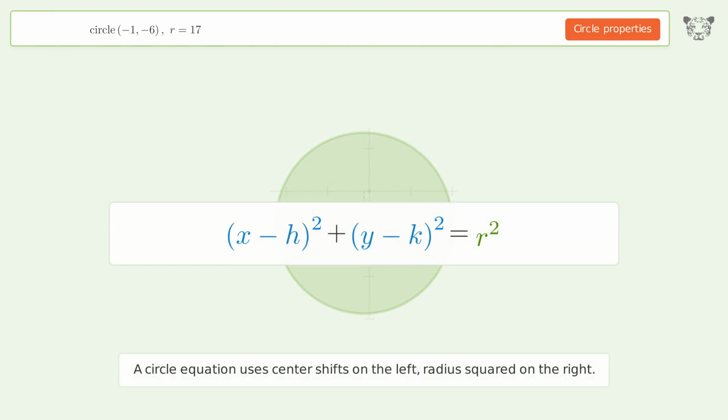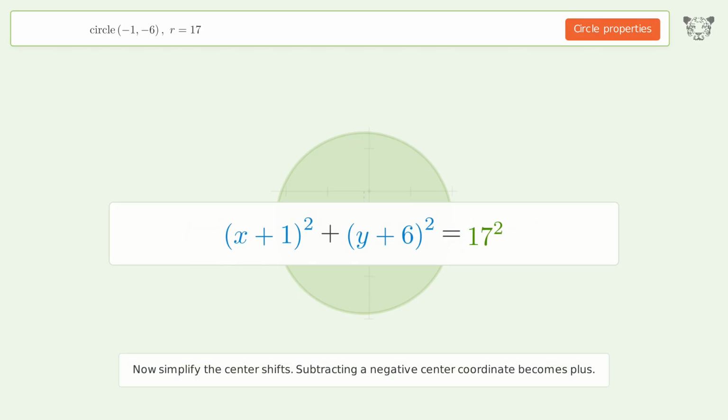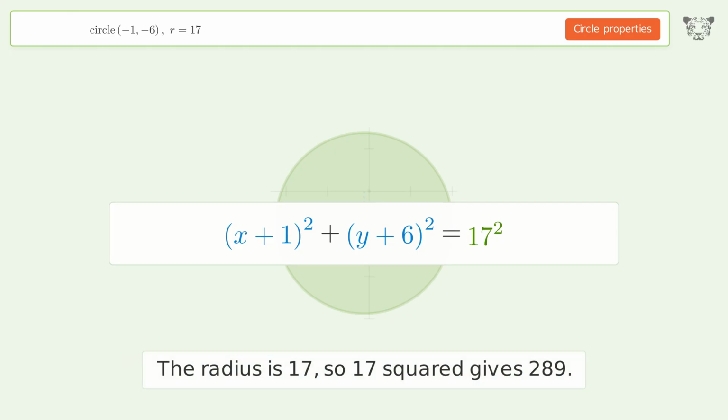A circle equation uses center shifts on the left, radius squared on the right. Substitute the center values and the radius before simplifying the signs. Now simplify the center shifts. Subtracting a negative center coordinate becomes plus. The radius is 17, so 17 squared gives 289.